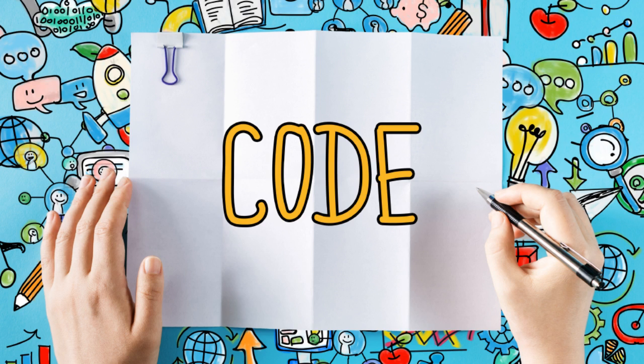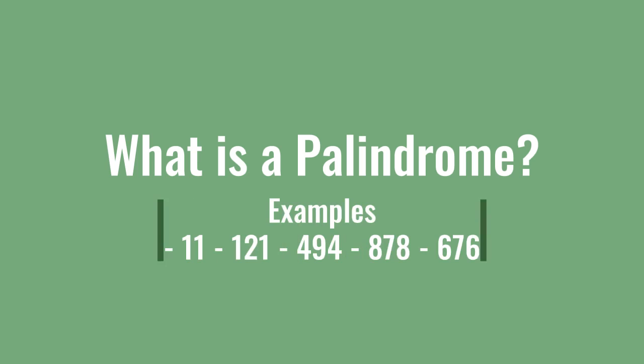Hello guys, this is one of our weekly warm-ups at the beginning of our classes, dating back to February 27th, 2022, which is printing all palindromic numbers between 0 and 1000. Do you guys know what a palindrome is? If not, let me explain it to you briefly. A palindrome is a number which remains the same when its digits are reversed. So we have as examples 11, 121, 494, 878, and 676.